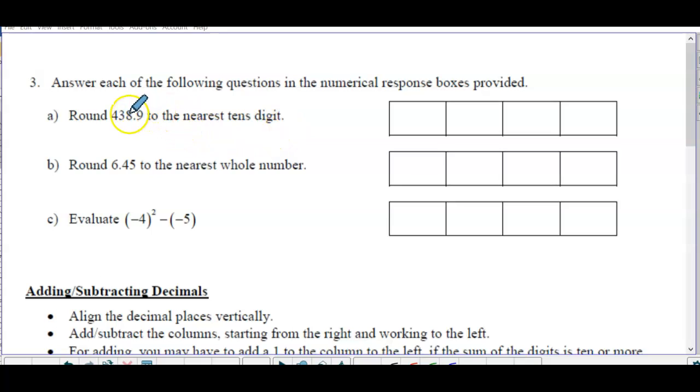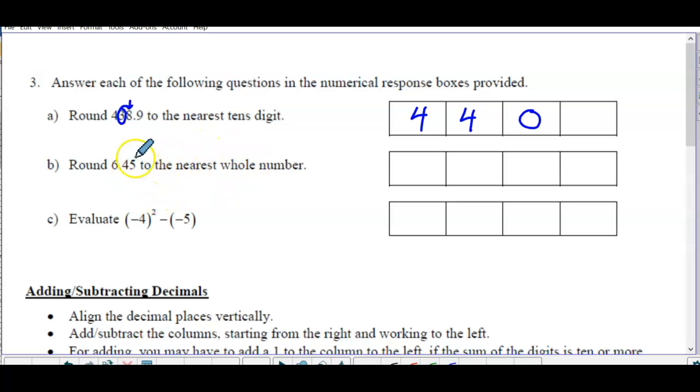So rounding this to the nearest tens digit, I'm going to circle the tens digit, which is the 3, and then I look at the digit to the right, which is an 8. That's 5 or bigger, so that makes the 3 go up to a 4. So there's the first 4, next 4, and fill in with a 0, and that's it. You do not put a decimal or anything else. And you start in the leftmost box. So 440 is the answer to that one.